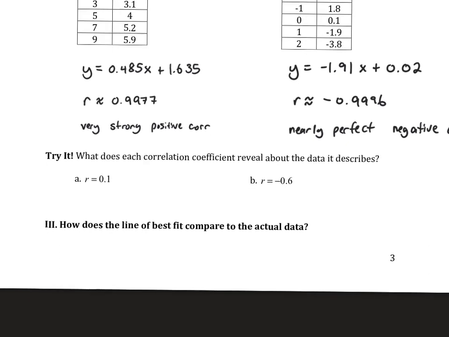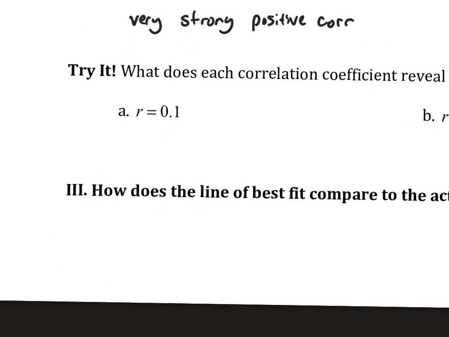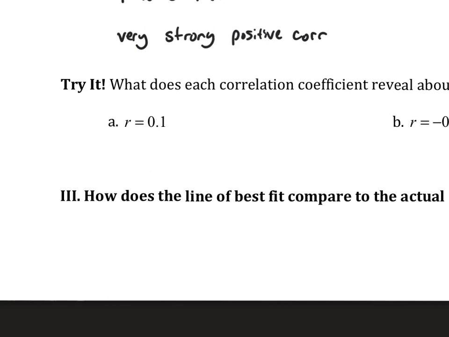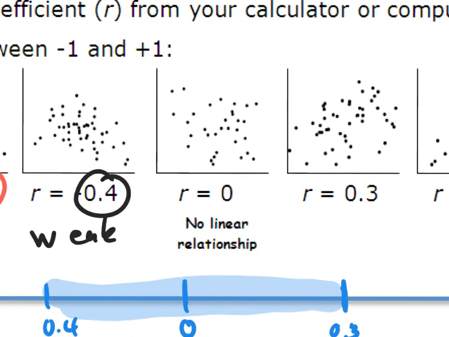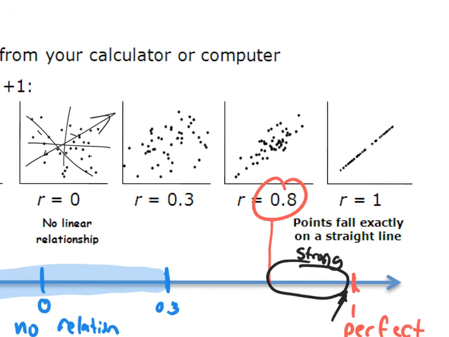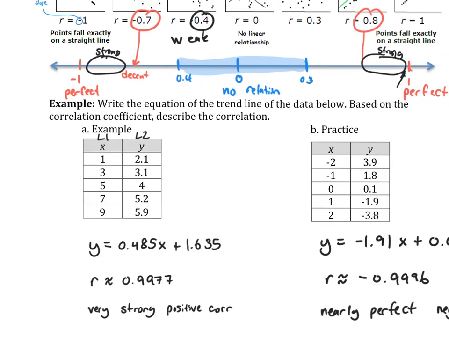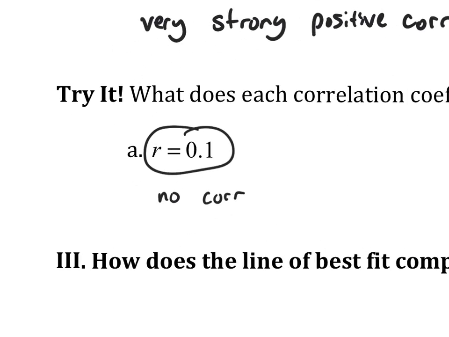All right. So what does each correlation coefficient reveal about the data it describes? If you have a 0.1, it's so close to 0 that we would say no correlation. There's no relationship between the data. Again, just to show you, it's scattered all over the place. The bees are just hovering. They're not moving in any particular direction. No line here accurately describes something, unlike this one. A line here describes the trend that the bees are all kind of going in that direction. So a 0.1, no correlation.